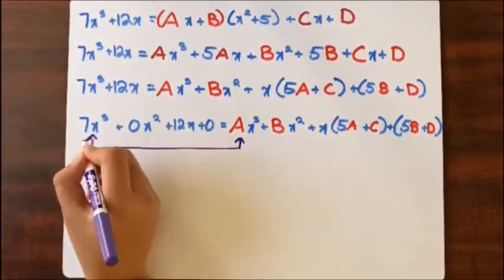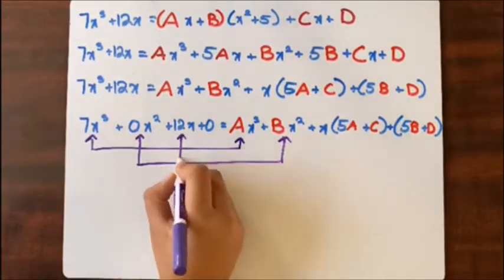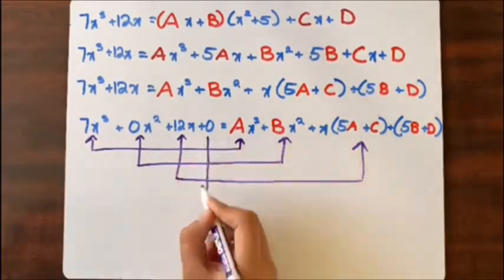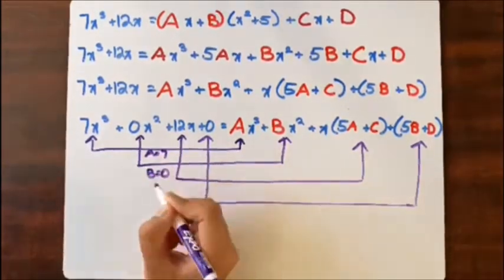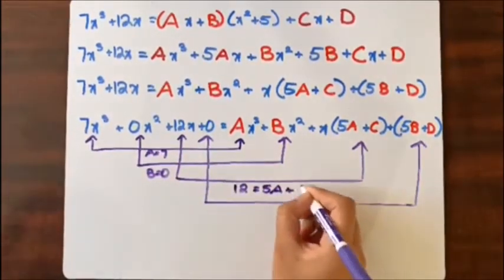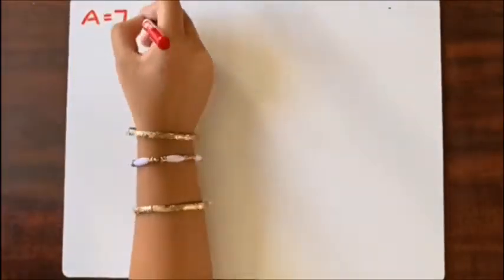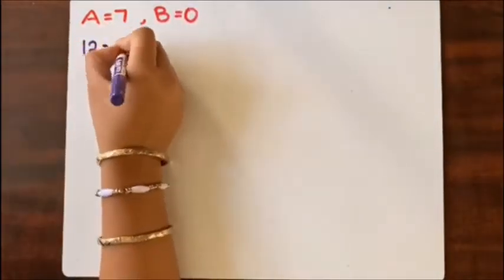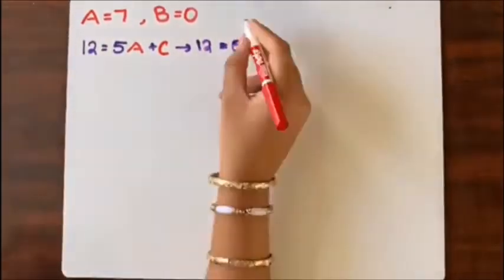We can say ax cubed equals 7x cubed, bx squared equals 0x squared, x times 5a plus c equals 12x, and 5b plus d equals 0. Since we know that a equals 7 and b equals 0, we have to solve for c and d.